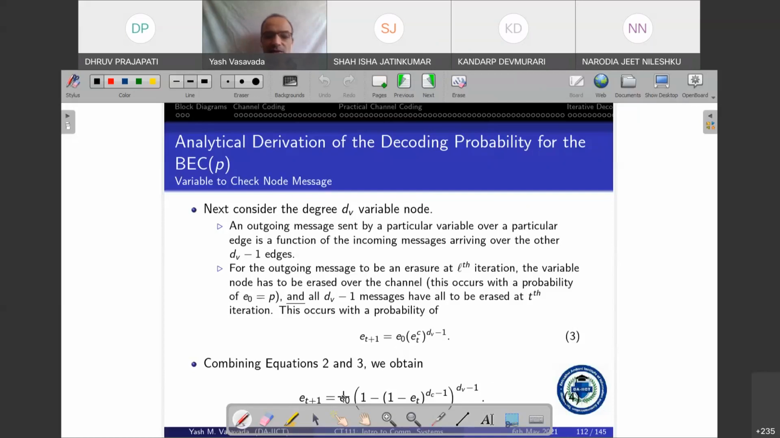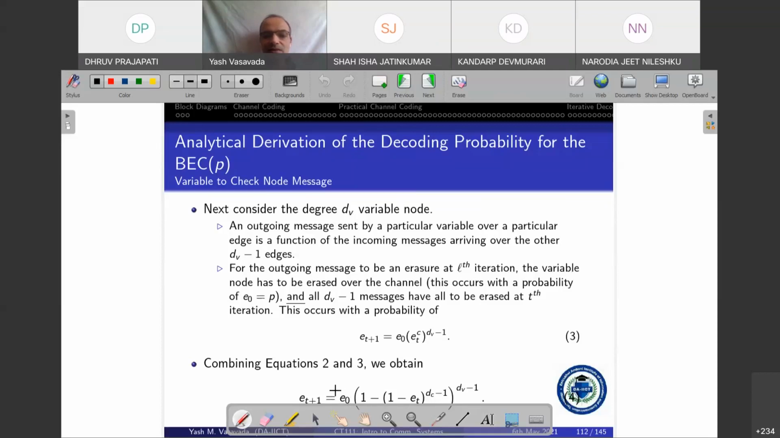So this expression is actually, you will see, a function of only 3 variables. One is E0, which is equal to P, that is given to you, DC and DV. And then all that you do is make T equal to 0 and then increment T.